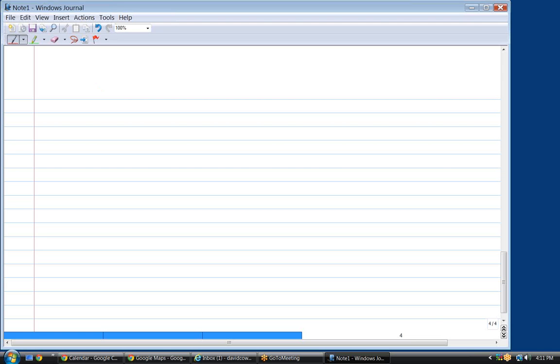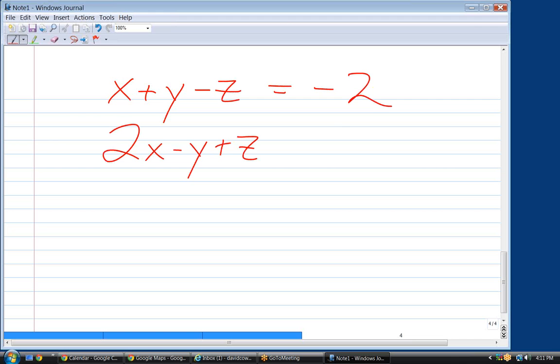So these are just solved algebraically ones. Okay. So x plus y minus z equals -2. 2x minus y plus z equals 8, I mean. 8.